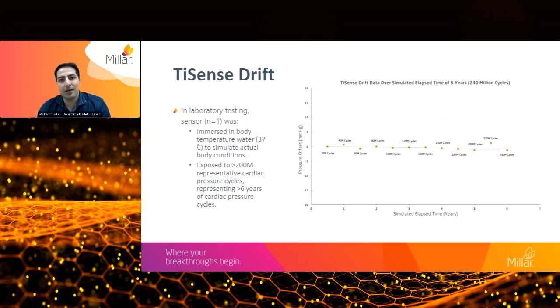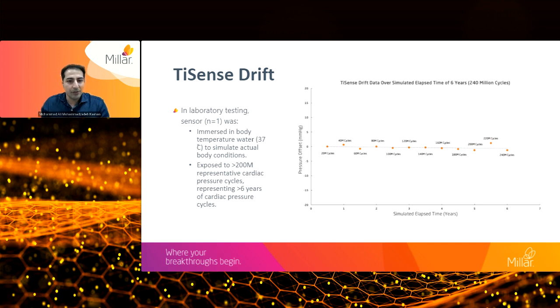Following our discussion on the reliability testing, now let's take a look at the long-term performance, better known as drift, for our Tysons sensors. Here we can see the drift data for a Tysons unit that was evaluated. The module was immersed in body temperature water at 37 degrees C, and it was exposed to over 160 million cardiac pressure cycles, which is equivalent to more than 6 years of operation in the heart.